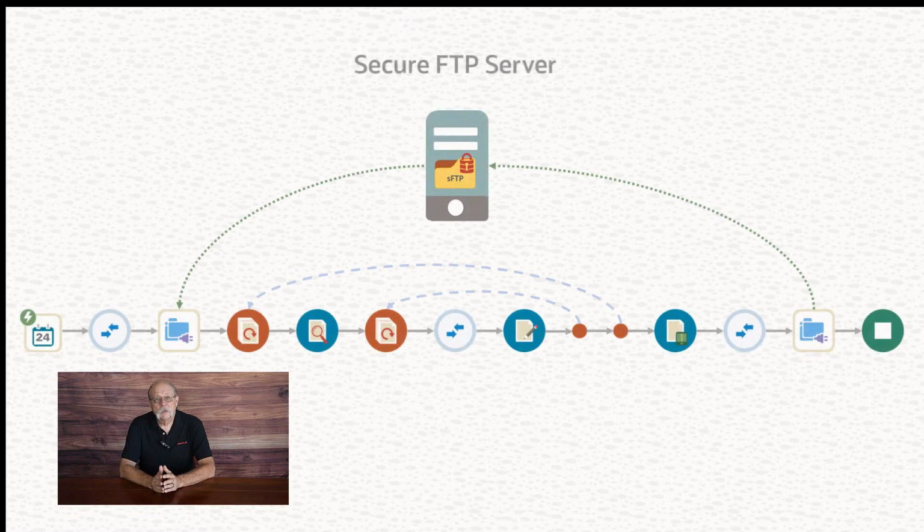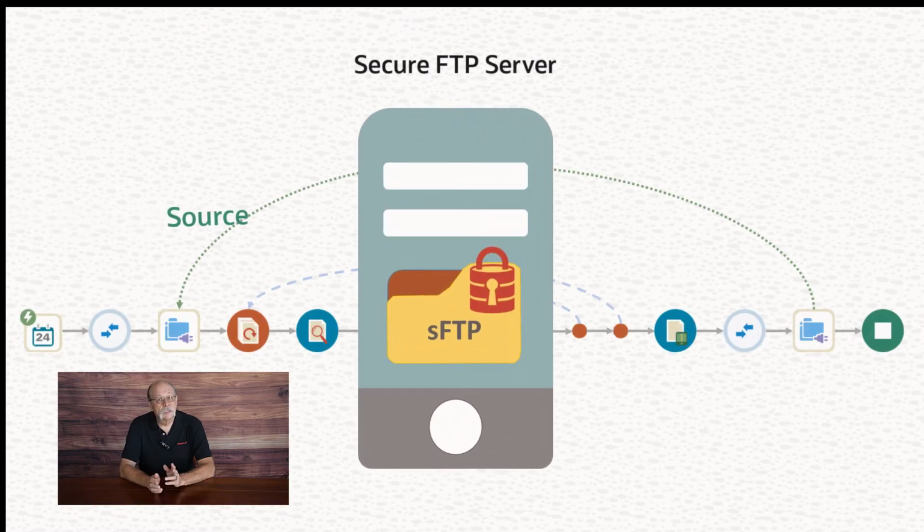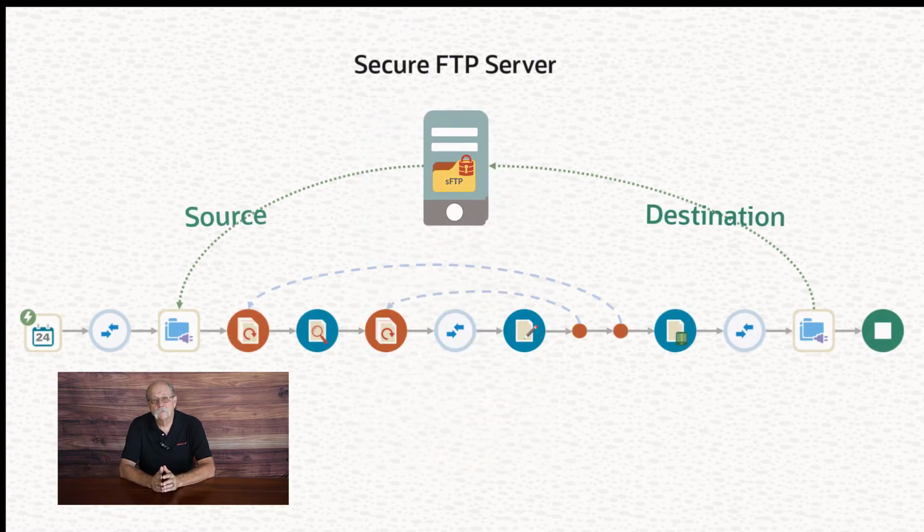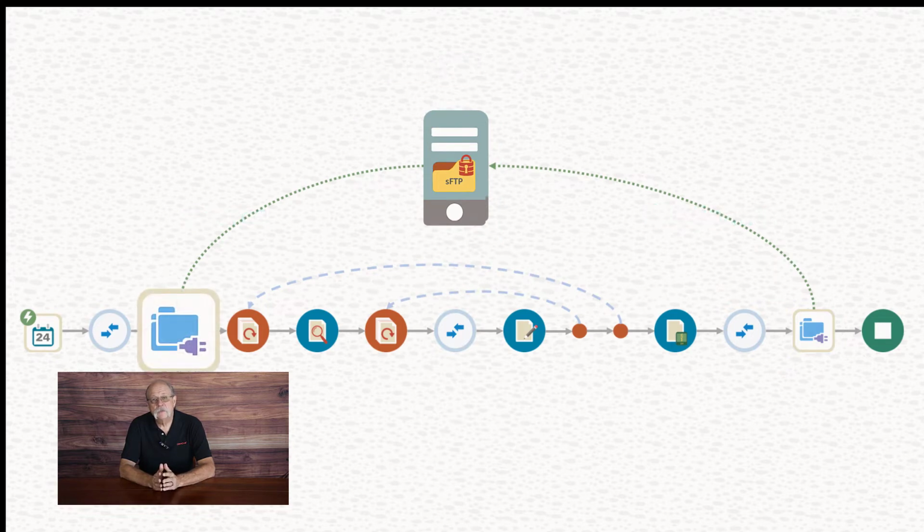One of the most common business needs that an FTP adapter and Oracle integration can solve is to import and process bulk files. In this example, a secure FTP server is both the source and the destination system. First, we invoke the FTP adapter to download a zip file and unzip it to a local directory.